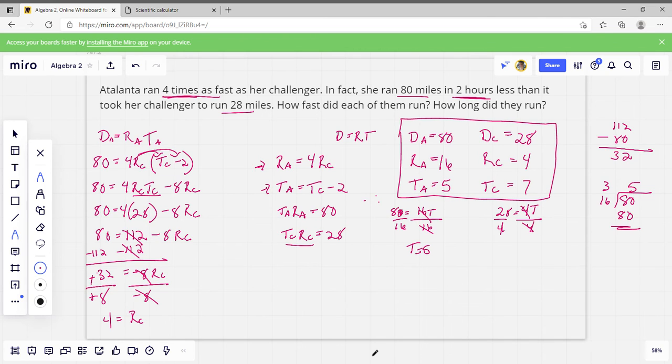Okay, and the ones that we would need would be how fast each of them run. Rate of Atalanta was 16, the rate of her Challenger was 4, and then how long did they run? She ran for 5 hours, the Challenger ran for 7.